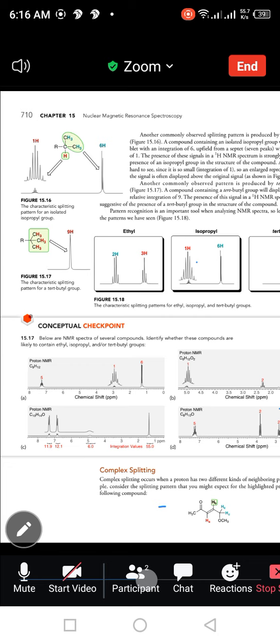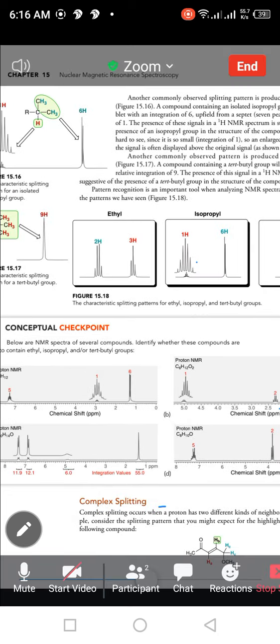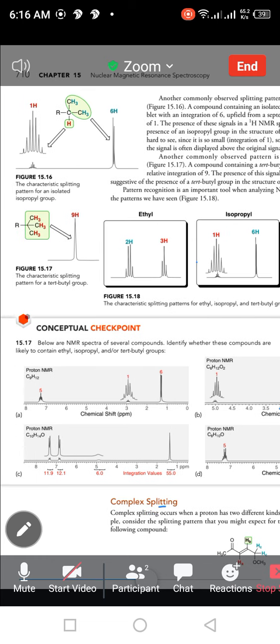Some spectra are given, and splitting patterns with integration values are also given, and we have to identify whether these spectra contain ethyl, isopropyl or tertiary butyl groups. So first we read this statement.